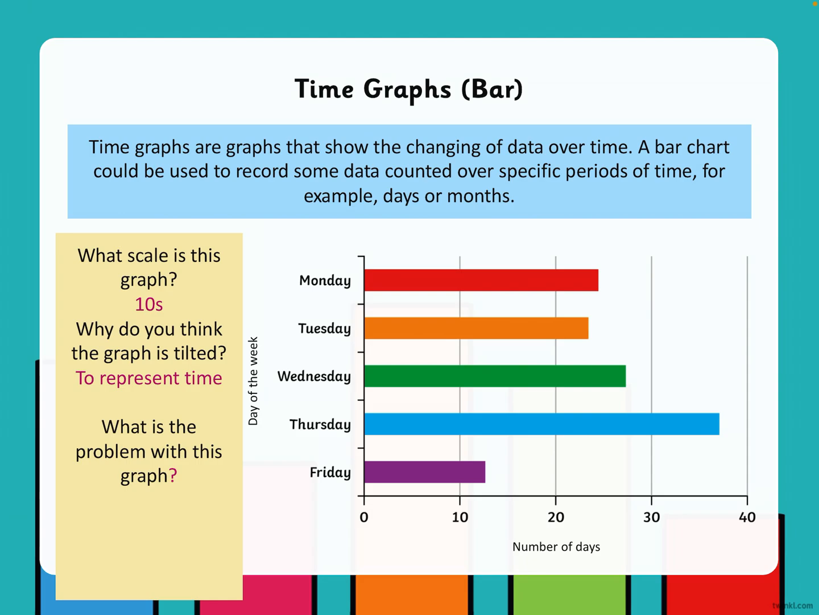What is the problem with this graph? Have a look at everything. Does it have all the titles? What's the difficulty with this? There's no title, so we don't actually know what the graph is about. It's got number of days and days of the week, but who knows? So that's why it's really important to have a graph title.